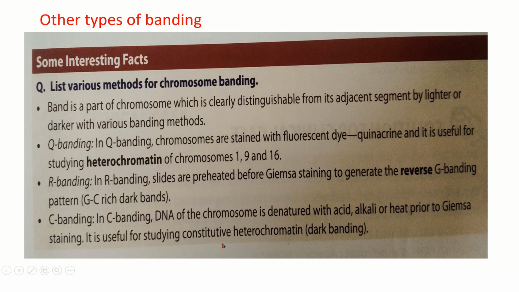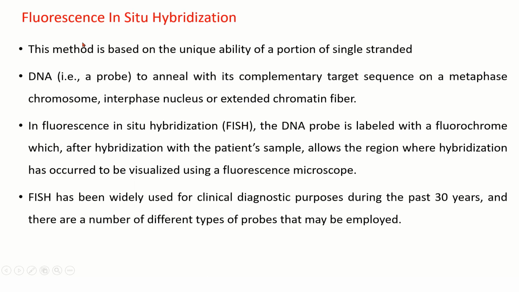It is useful to study constitutive heterochromatin, dark banding, and there is NOR banding to study the nuclear organizing regions. So G banding, Q banding, R banding, C banding, and NOR banding. So fluorescent in situ hybridization is another technique.